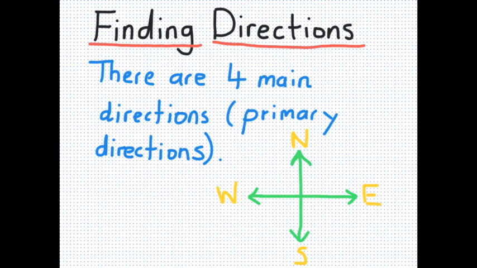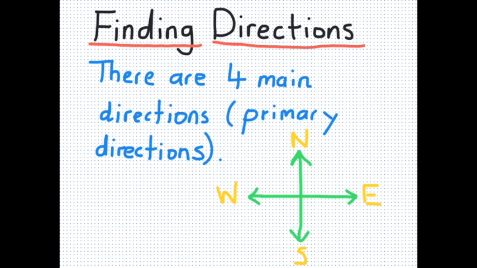Defining directions. There are four main directions: north, east, south, and west. These are primarily referred to as the four primary directions. So when you look at any map, generally you have north pointing towards the top of your page, or the top of the map, and then south pointing towards the bottom. And then off to the right hand side, you'll have east, and then to the left hand side, you'll have west.